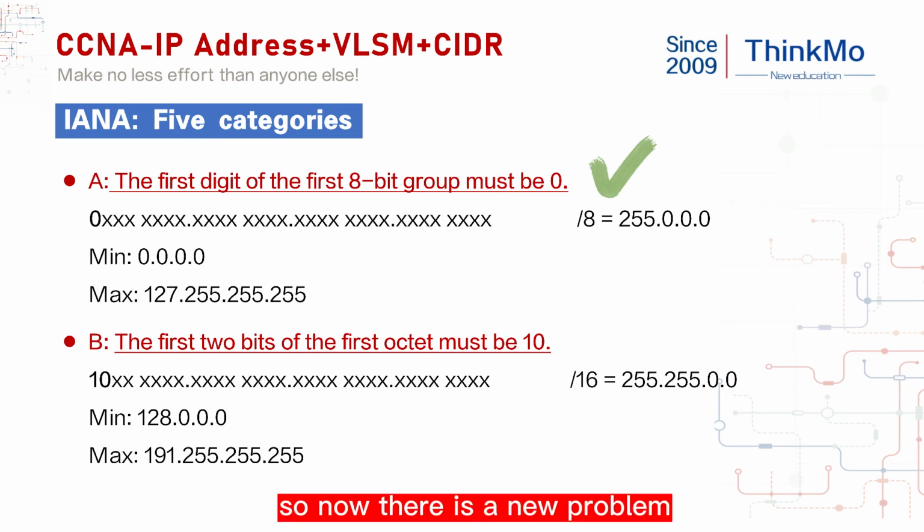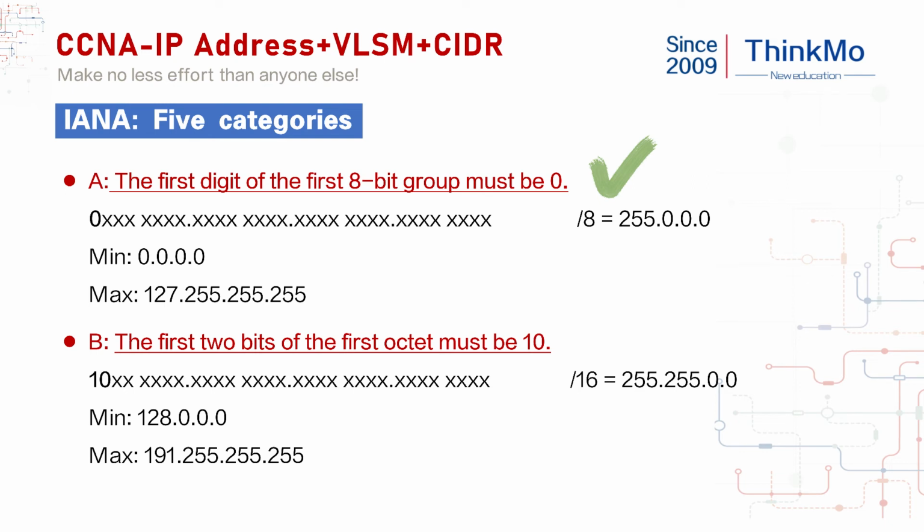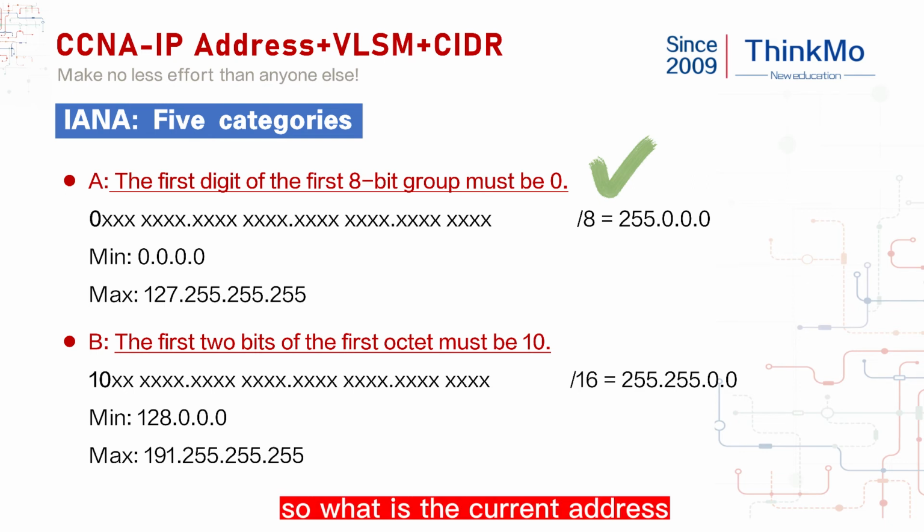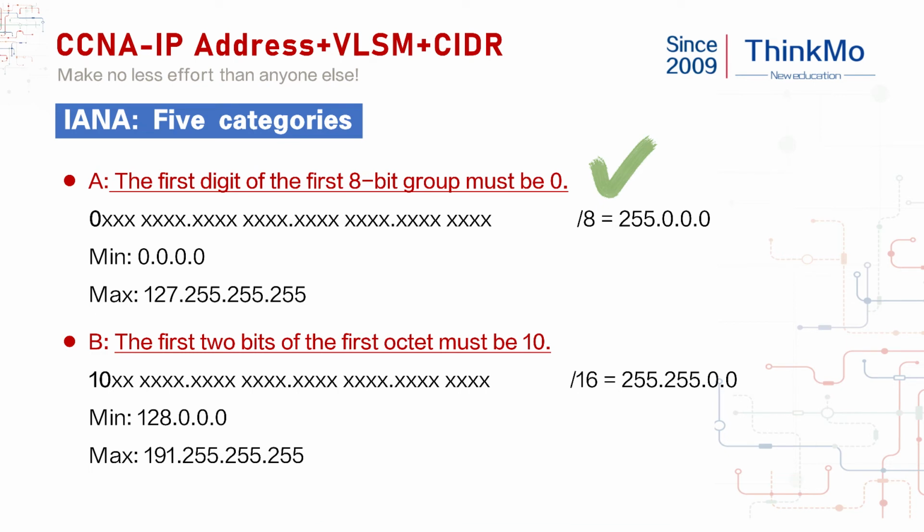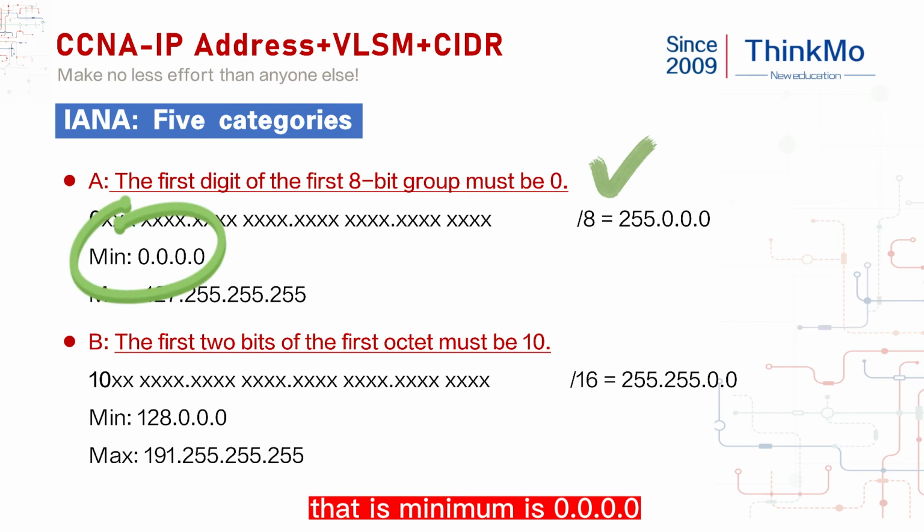So now there is a new problem. If now the first digit of an address is set to 0, what is the current address range? How big is the largest? How small is the smallest? First of all, how small is the smallest? The first value is 0. Then the last 31 are all 0. That is, the minimum is 0.0.0.0. So what is the maximum?